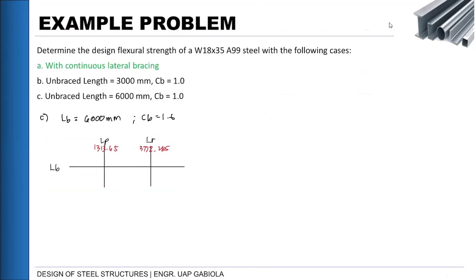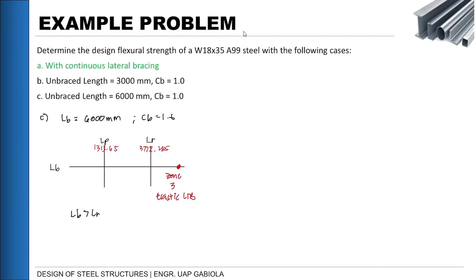Okay, so ito yung na-calculate natin sa previous, no? So, we don't need to repeat everything. So, si 6,000 mm tayo. So, ito yung limit natin for LR. So, si 6,000 definitely will fall under somewhere dito, no? Or beyond, no? So, ibig sabihin tayo ay zone 3 or elastic LTB. Kasi nga, yung ating LB is greater than sa LR natin.